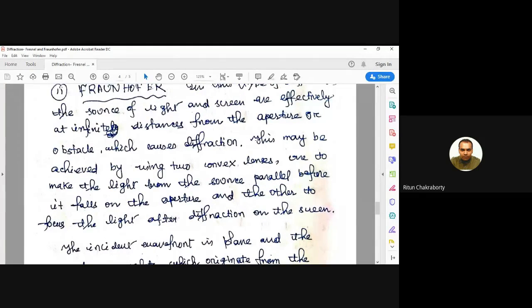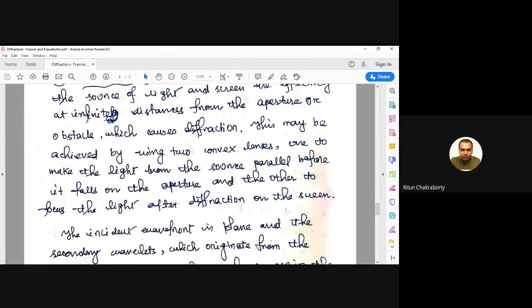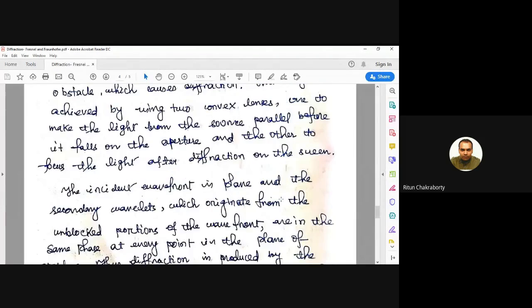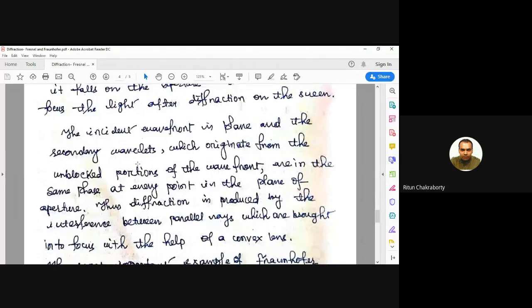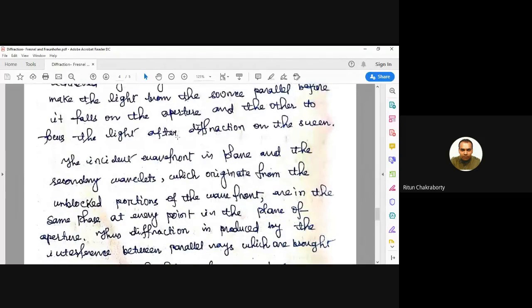So apart from the definition, we need two convex lenses. The reasons are given. One, to make the light from the source parallel before it falls on the aperture, and the other to focus the light after diffraction on the screen. So after getting diffracted, the light has to be made incident on the screen. Therefore, we need the second lens.